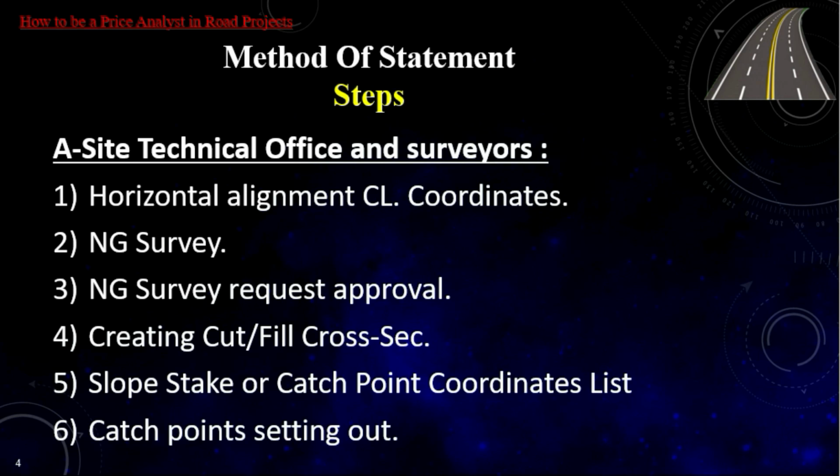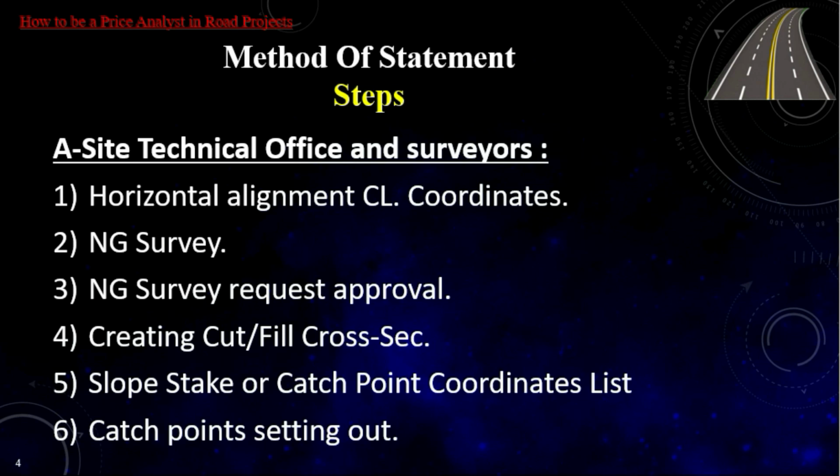2. Natural ground survey. A natural ground survey is run after the coordinates of the road centerline are set out. 3. Natural ground survey request approval. An inspection request is submitted for approval of the natural ground surveys by the supervision engineer.